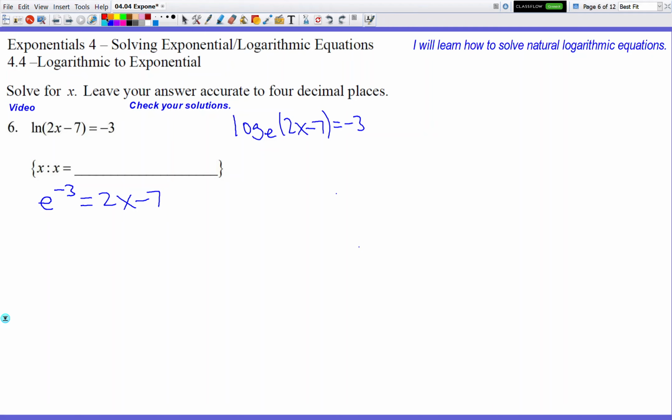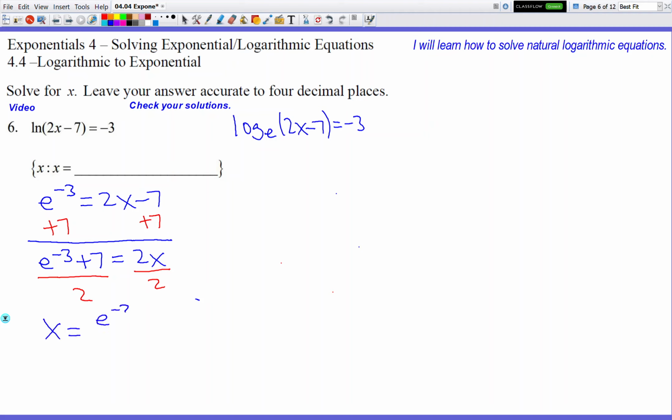So you're going to add 7 on both sides, and be very careful with the left side now. You got to remember your rules about like terms. If they're not the same, then you cannot add them or subtract them together. So you got e to the negative 3 plus 7 equals 2x. Then you want to keep on solving for x, so you're going to divide by 2 next. So divide by 2, and you're going to get x equals e to the negative 3 power plus 7 over 2.